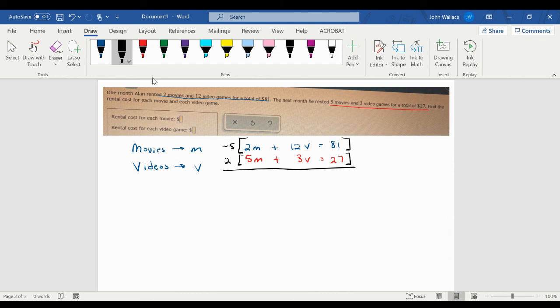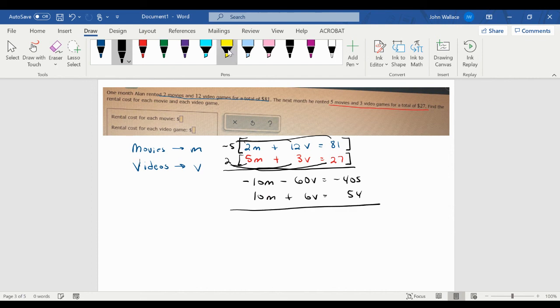-5, if we distribute that to every term in the first equation, will give us this equation: -10m minus 60v is equal to -405. When we distribute the 2 to the second equation, each term on both sides, it's going to give us 10m plus 6v is equal to 54.